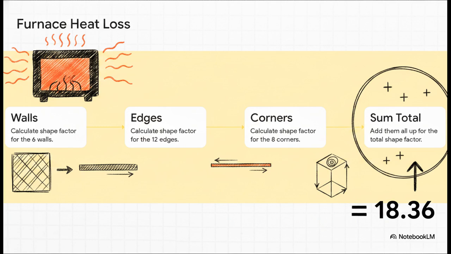Step 1. Calculate the shape factor for the area of the 6 walls. Step 2. Use a slightly different formula for the 12 edges. Step 3. Calculate the 8 corners. And Step 4. Just add them all up. For this specific furnace, that basic arithmetic gives us a total shape factor of 18.36 meters.